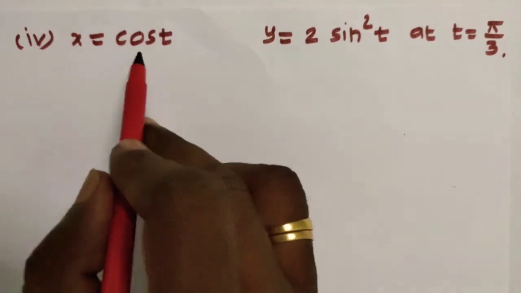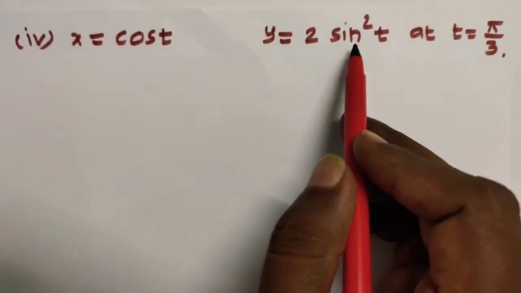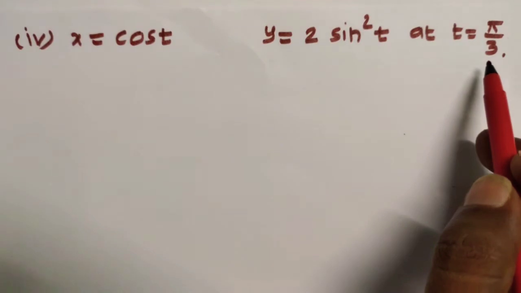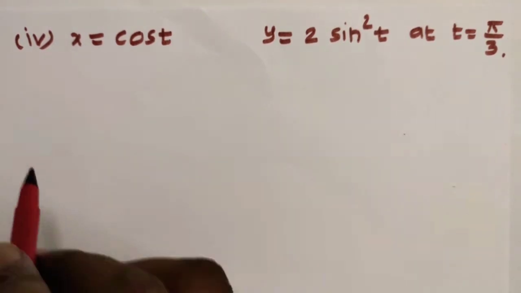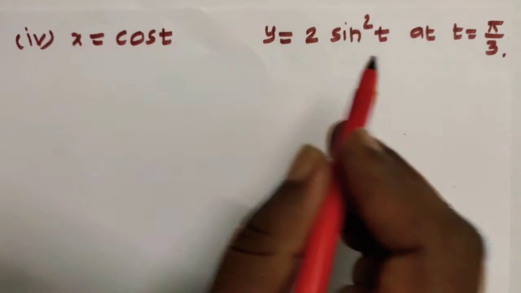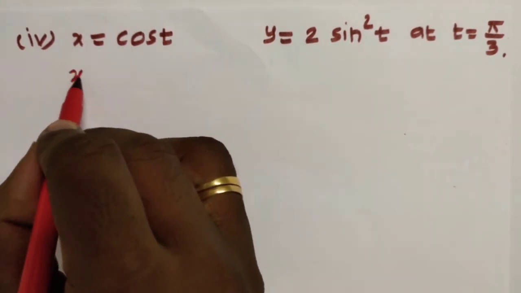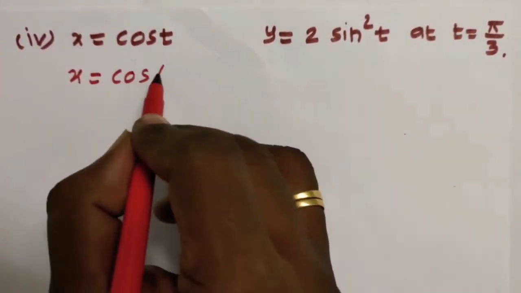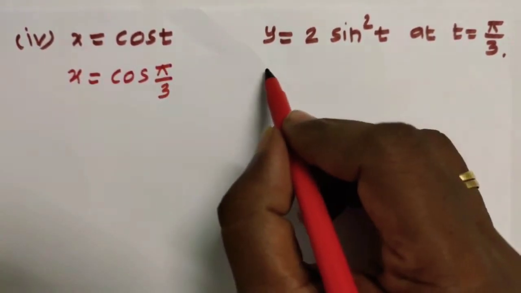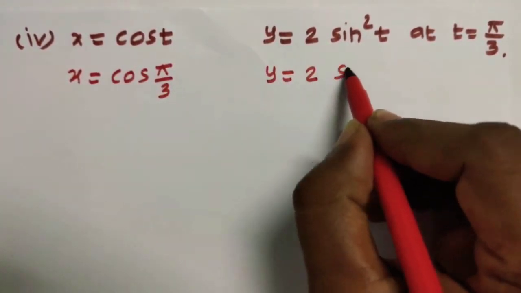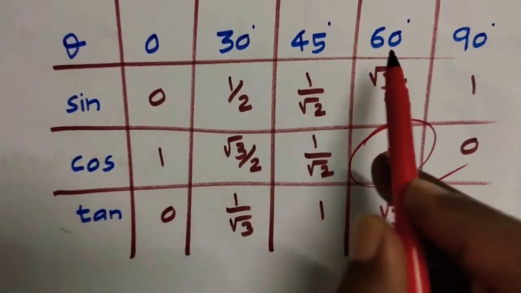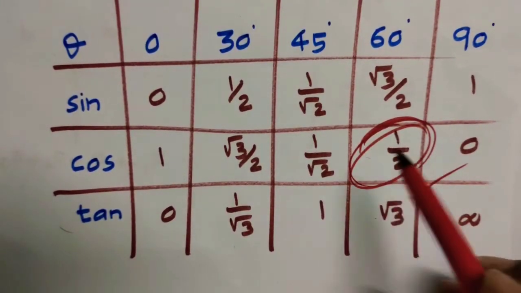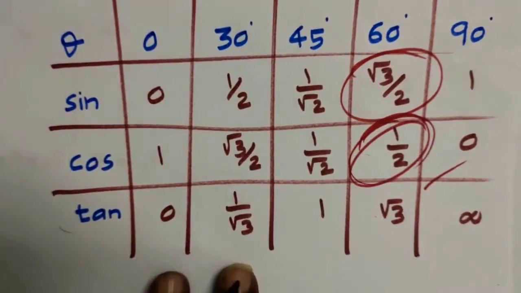Subdivision 4. x is equal to cos t, y is equal to 2 sin square t at t equal to pi by 3. For the tangent and normal equations, we need the point of contact, the slope of the tangent and the slope of the normal. So for the point of contact, apply the value of t, pi by 3: x is equal to cos pi by 3. Cos pi by 3 is cos 60 degree, and y is equal to 2 into sin pi by 3 whole square. We know that cos 60 degree is 1 by 2 and sin 60 degree is root 3 divided by 2.